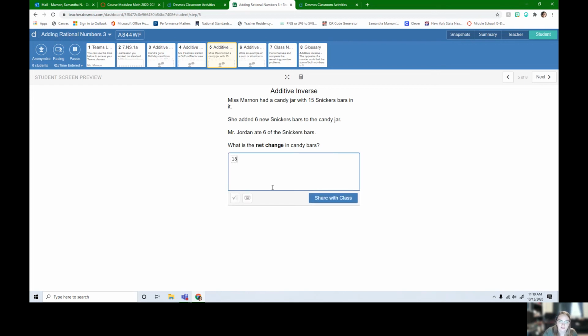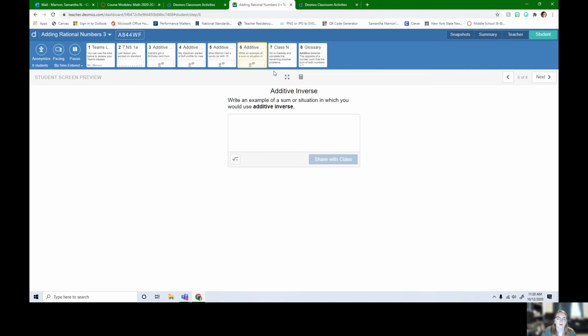If we write this out, I started with 15. I added 6. When Mr. Jordan ate 6 of them, that was like adding a -6. We know that 6 and -6 are 0. These are the additive inverses. We've done 6 and -6 before. So now that's just saying 15 plus 0. At the end of the day, I had 15. I had 15 at the start of the day. The net change, how much it changed from the start to the end, is 0. I started with 15 Snickers bars and I ended with 15 Snickers bars.